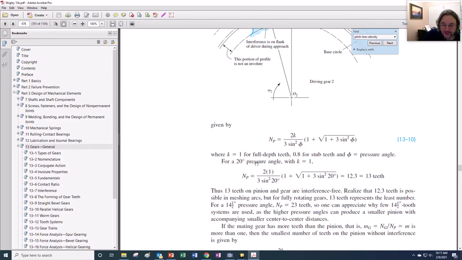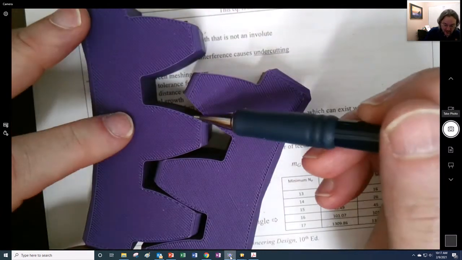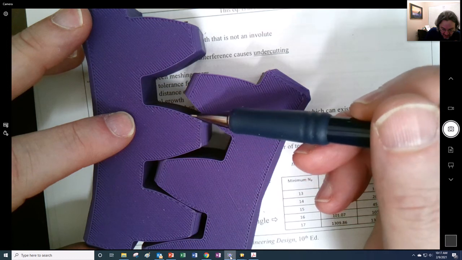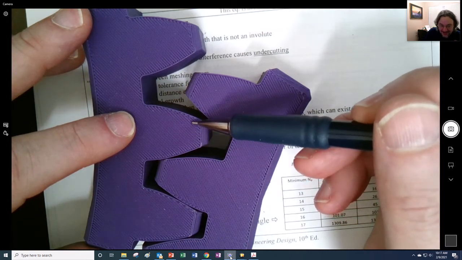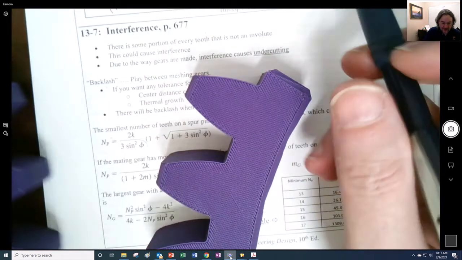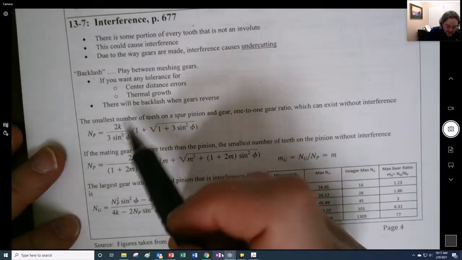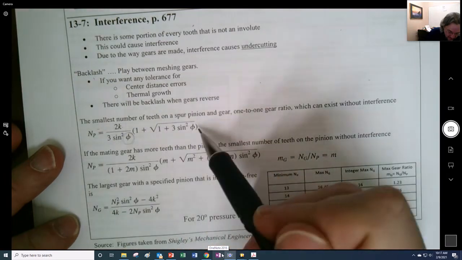Okay, so here is K. My refresher is K is equal to 1 for full depth teeth, but it's 0.8 for stub teeth. That's something we might do to the teeth themselves on purpose. We might cut them down on a lathe and make them short, so we're actually reducing the dedendum when we make these stub teeth. It's a way to reduce interference. So K is equal to 1 for typical things right here.